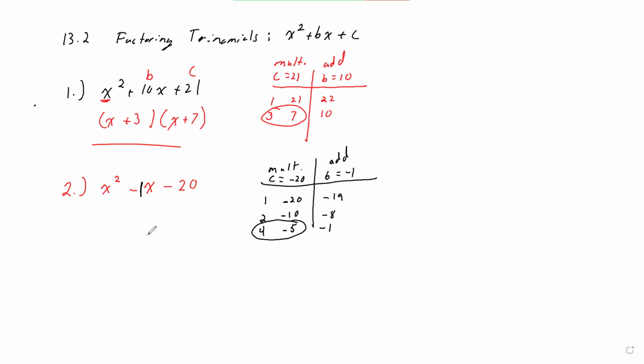Now that I got my factors, how would I write this answer? x plus 4, x minus 5. So if it's a negative, it just becomes a minus.